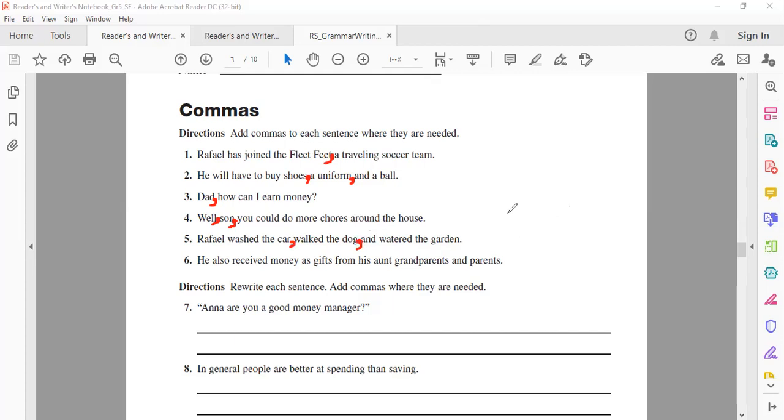Who can make it? Yes, Juri. After money? His aunt. No, why do we put it after money? He also received money as gifts from his aunt, grandparents, and parents. So there's a comma. Is there another comma? After grandparents. Excellent. So there's another comma right here. Very good, Judy.